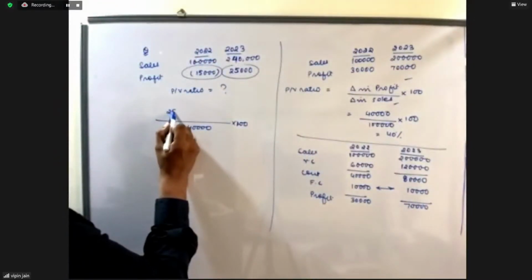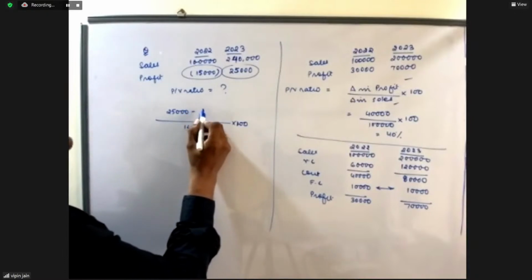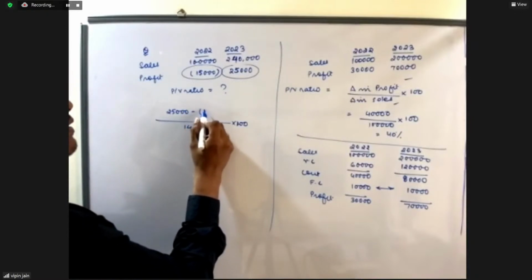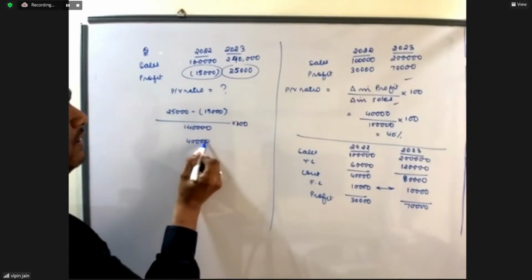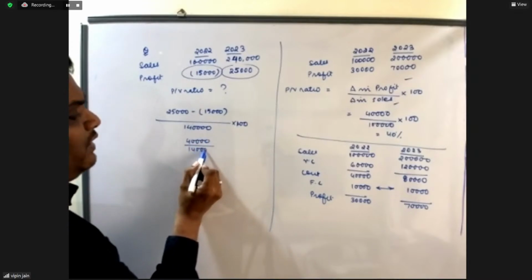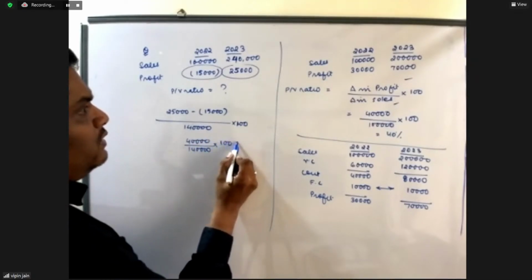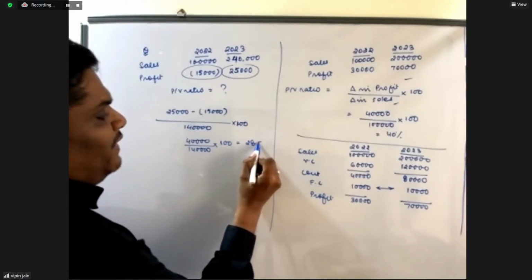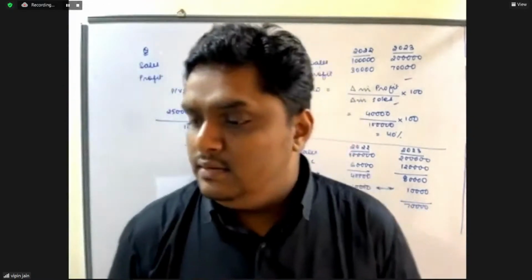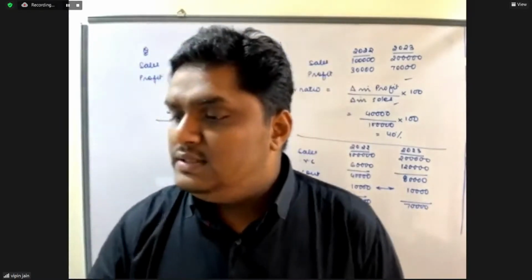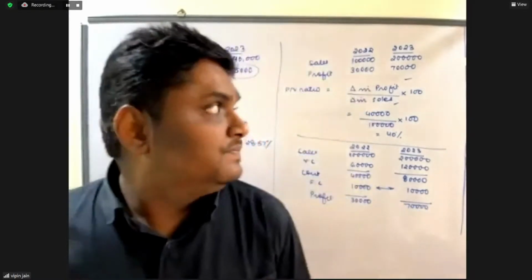Alternatively, we can say 25,000 minus 15,000, that is also in negative. So this will be 40,000 divided by 1,40,000 into 100. So this is 28.57%. This is the correct answer. Varsha, please check your answer. Your answer is incorrect.